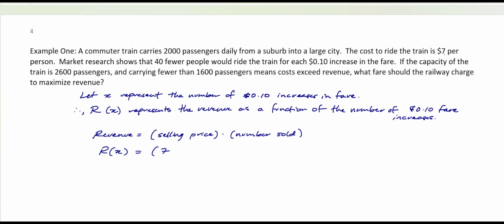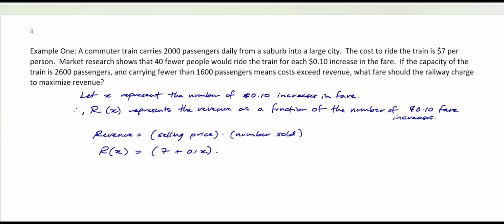The cost to ride the train is $7 per person, and we're increasing it each time by 10 cents. So every time we increase the fare, it is by 10 cents. Okay, so we're starting off with $7 and increasing it by 10 cents every time.